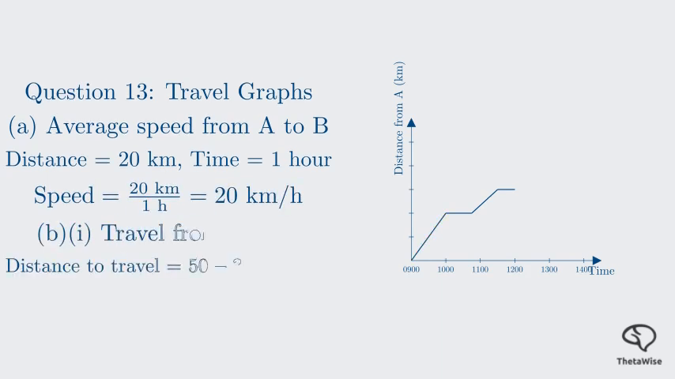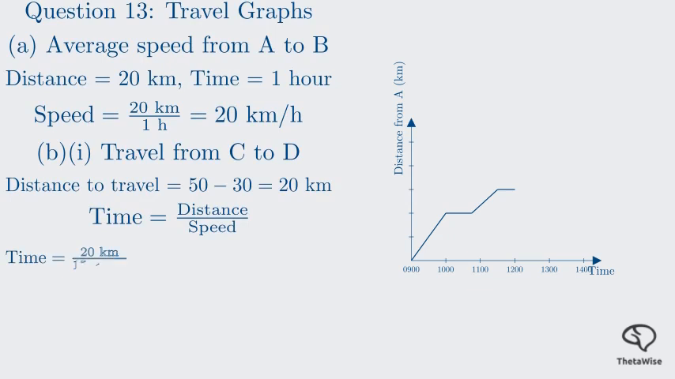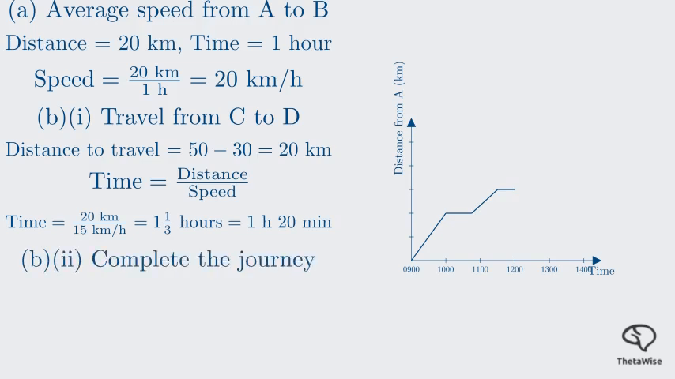For part B, Jason is at town C, which is 30 kilometers from town A. He needs to get to town D, which is 50 kilometers from town A. We know speed is distance divided by time, so time is distance divided by speed. Since 1/3 of an hour is 20 minutes, the time taken is 1 hour and 20 minutes. To complete the graph, Jason leaves town C at 12:00. Adding 1 hour and 20 minutes means he arrives at town D at 13:20.